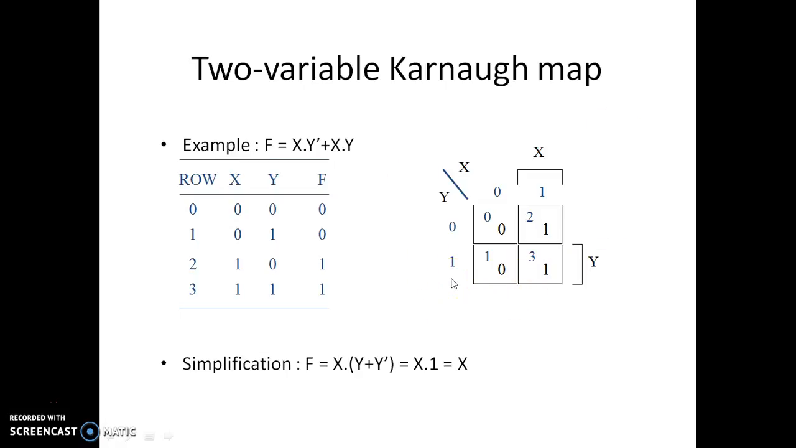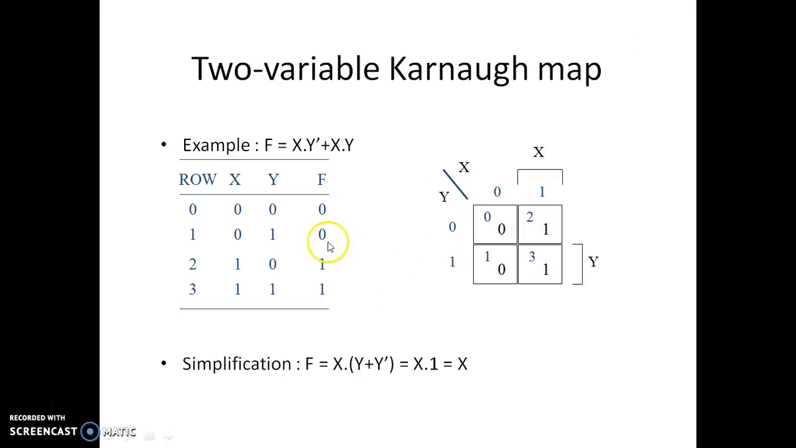Now with the help of a K-map we can minimize or simplify a function. This is the given function. Let's consider this example. To simplify or minimize any function, there are basically 2 steps. The first step is to find the truth table, and the second step is to find the K-map, and then find the simplification of the function.